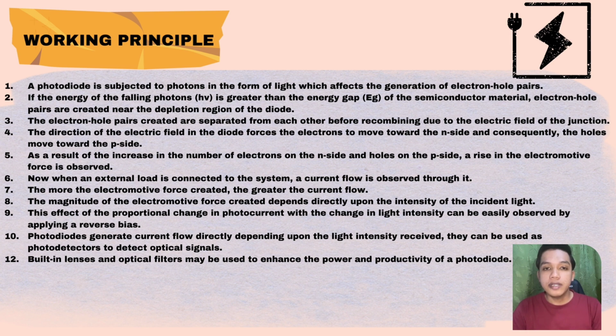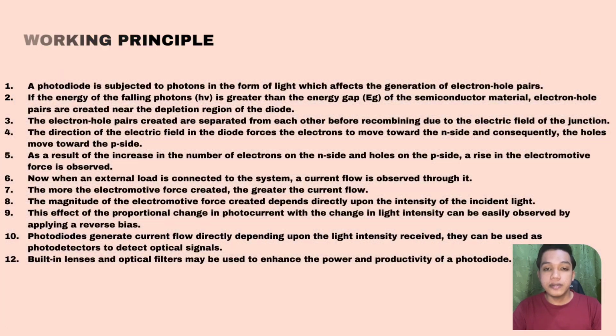The effect of the proportional change in photocurrent with the change in light intensity can be easily observed by applying a reverse bias. Photodiodes generate current flow directly depending upon the light intensity received, and can be used as photodetectors to detect optical signals. Built-in lenses and optical filters may be used to enhance the power and productivity of the photodiode.